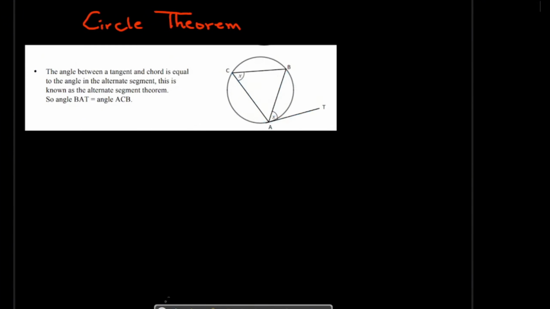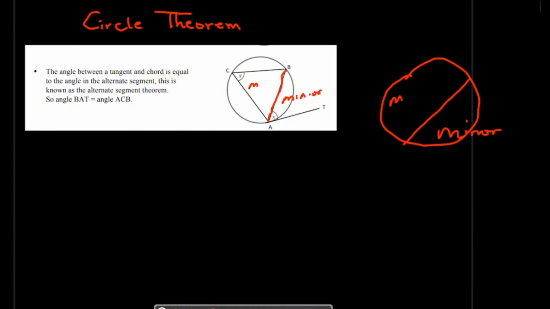Now the theorem says the angle between a tangent and a chord is equal to the angle in the alternate segment. Okay, so this chord divides this circle into segments. This is the minor segment, right? This is the major segment. Then this is the chord. So this is the minor segment and this is the major segment.